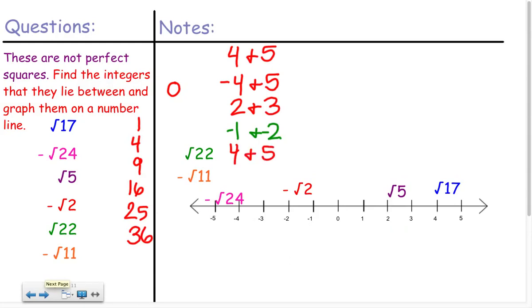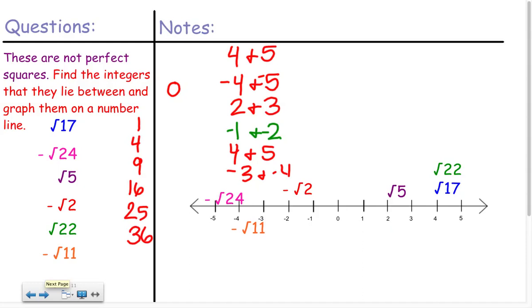So I've got 2 that fall between 4 and 5 now, which is okay. I'll just stack them on top of each other. And 11 falls between 9 and 16, which is 3 and 4. But don't forget that it's negative 3 and negative 4. 5 up there should have been negative 2. So that one will go, we'll put it below just because we're running out of space.